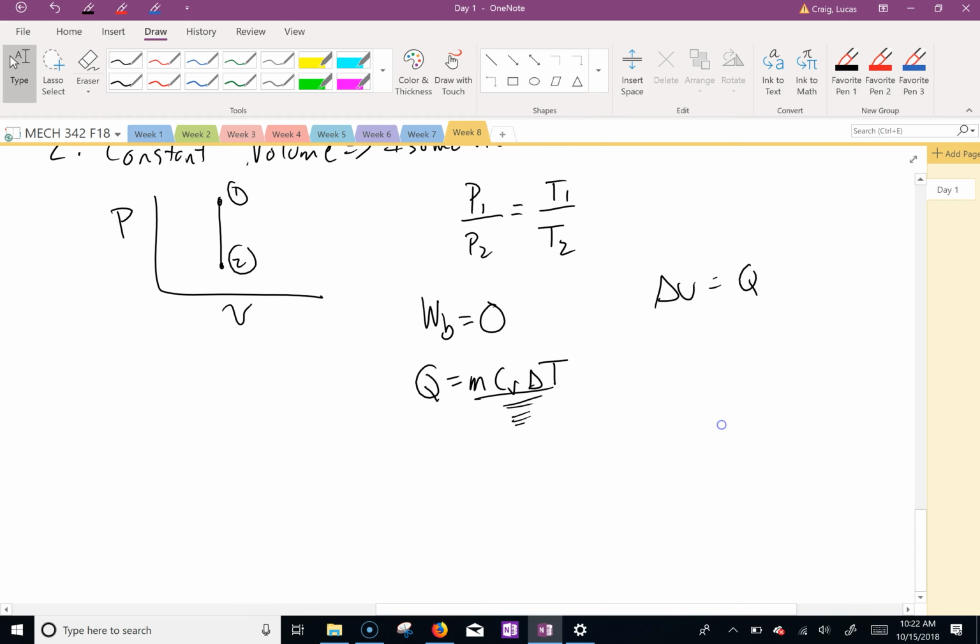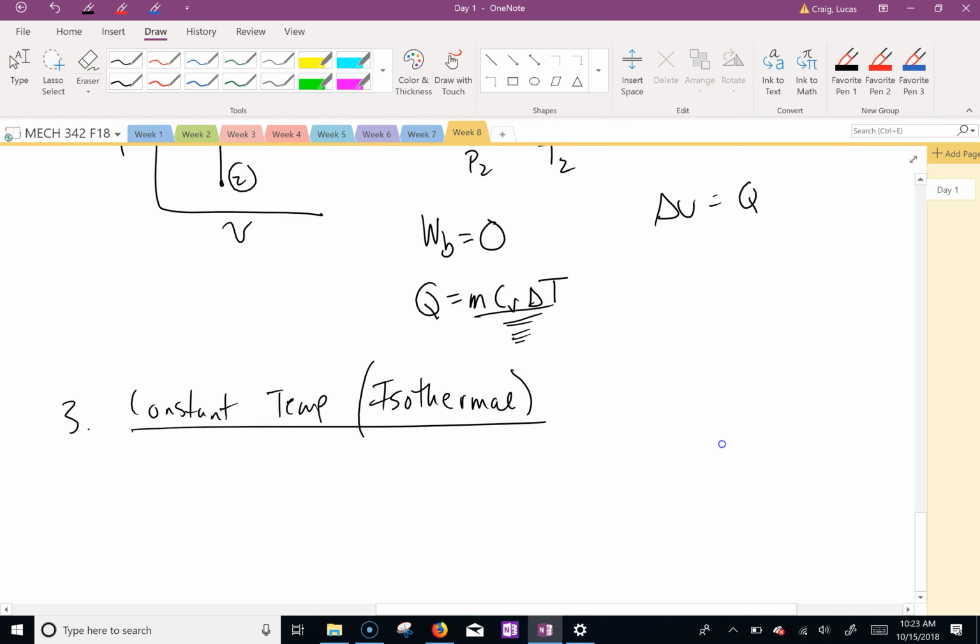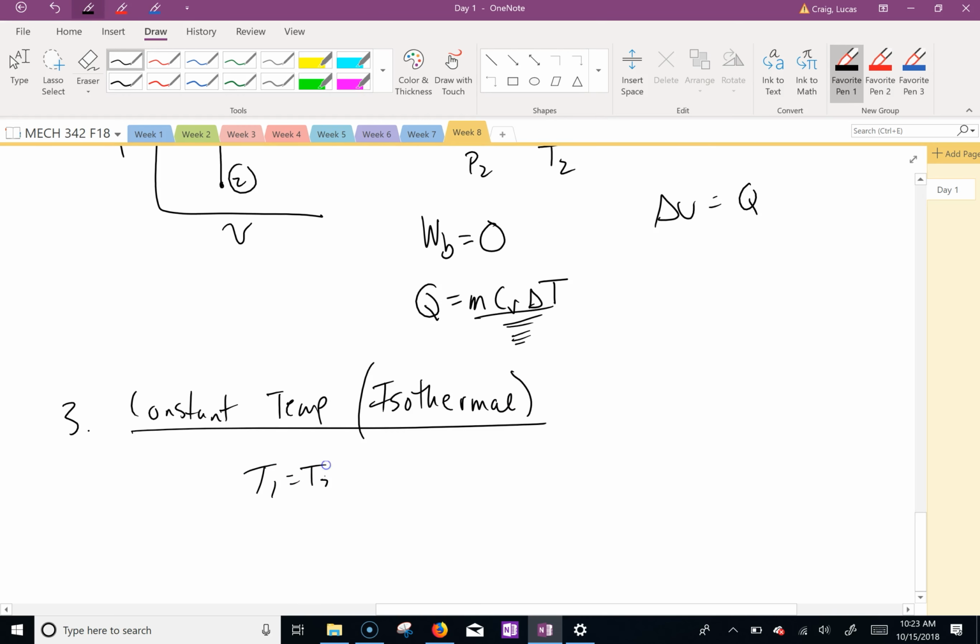So remember that. Okay, number 3, constant temperature. Isothermal. T1 equals T2. And what does delta U equal? 0. Yes, 0. Did I tell you that? I do. Why does it equal 0? Because there's no change in temperature. That means your internal energy doesn't change. Okay?